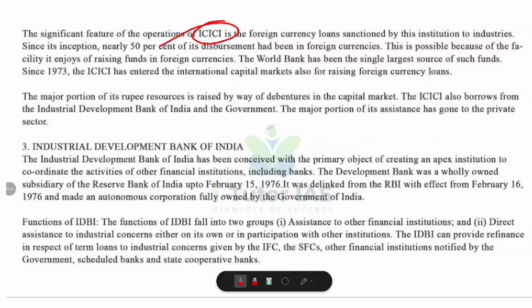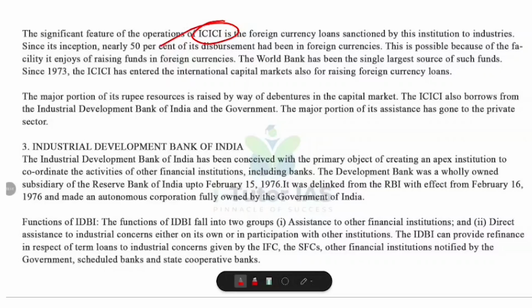Nearly half of its disbursements were in foreign currencies. Now, why was this possible? It is because ICICI had the facility to raise funds in foreign currencies, mainly from the World Bank, which was its largest single source of funds. From 1973 onwards, ICICI didn't just depend on the World Bank. It even started raising loans from international capital markets. That means it was able to tap money from investors and institutions across the world.